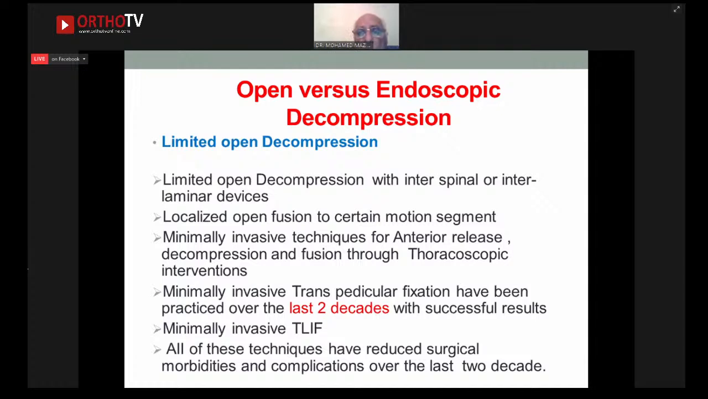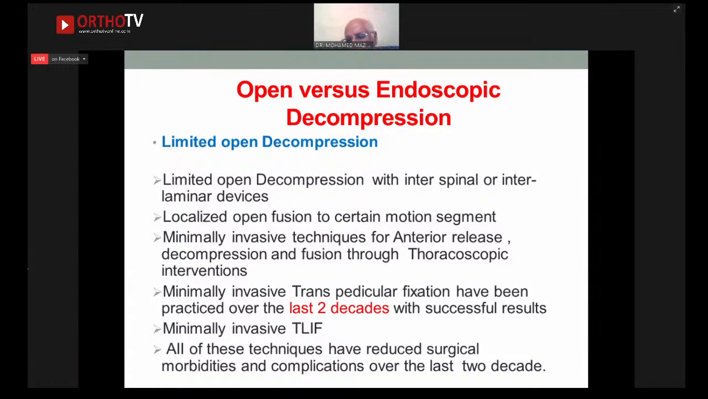Minimally invasive technique for anterior release, including the thoracoscopic release, decompression and fusion through thoracoscopic intervention. Minimally invasive transpedicular fixation has been practiced over the last 2 decades now with successful results. So we can do minimally invasive fixation for this patient without major surgery. Minimally invasive TLIF is now available and applicable and easier, with the new retractor and tools helping to do the minimal intervention in a certain corridor without jeopardizing the muscle, without much bleeding, without even going retroperitoneal in a massive way by open surgery. But you can go with the long retractors and make life easy through a small incision, just 5 centimeters maximum. All of these techniques have reduced the surgical morbidity and the complications over the last decades.